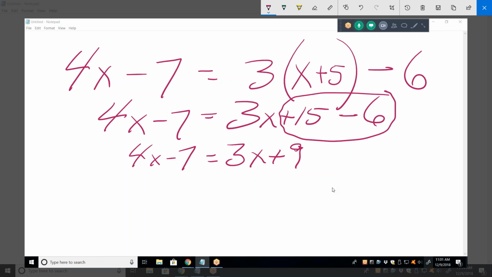You subtract 3x from both sides. Always make sure you say that. What does that give you? 1x. Just x. Don't say the 1. It's not needed. What else on the left?